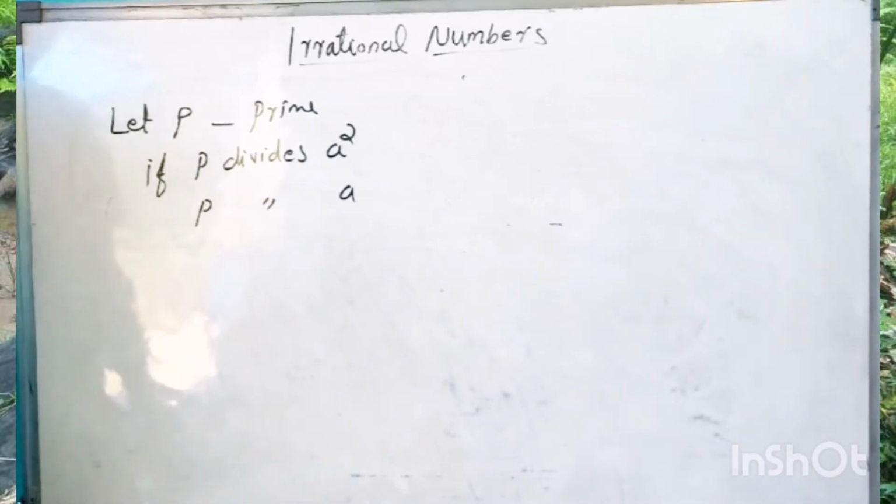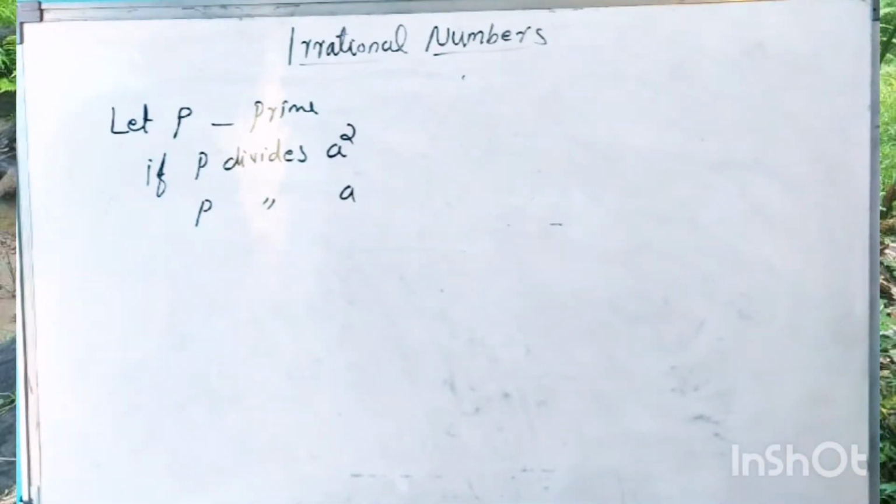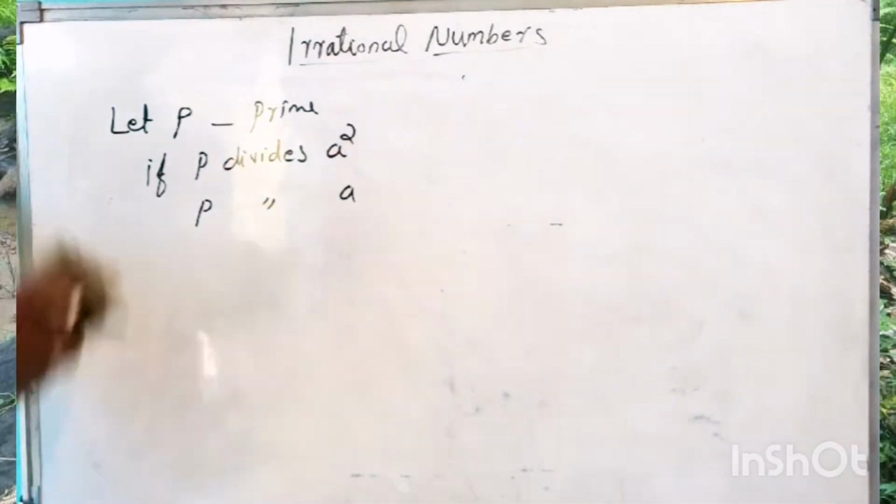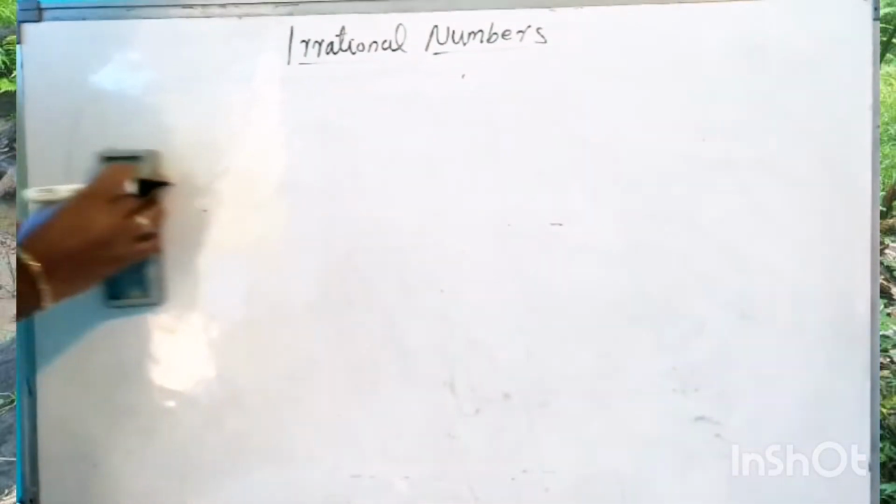This is our theorem. If P is a prime number and P divides A square, then P divides A also. This theorem we will use to prove that root 2, root 3, these numbers are irrational. We will use this theorem in the proof of irrational numbers.